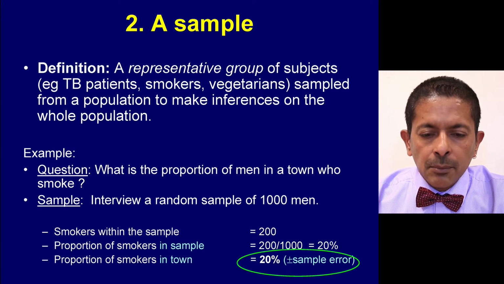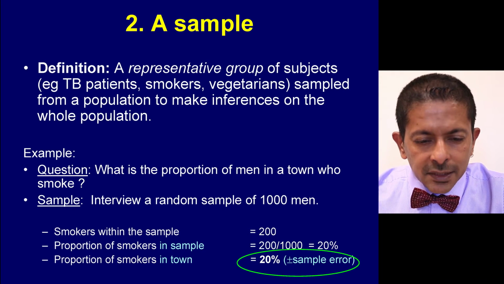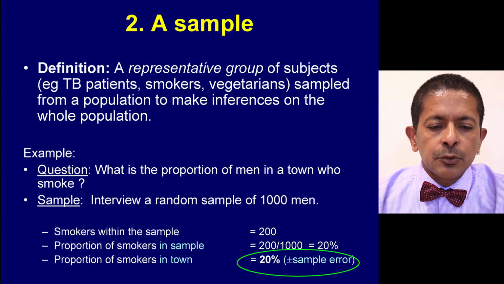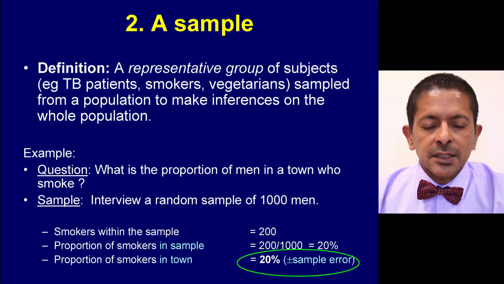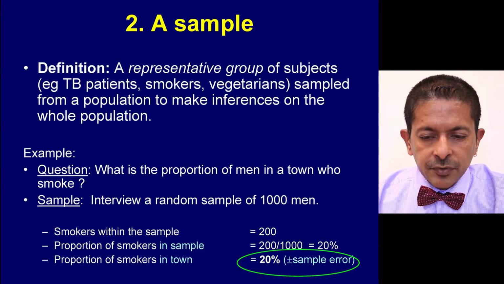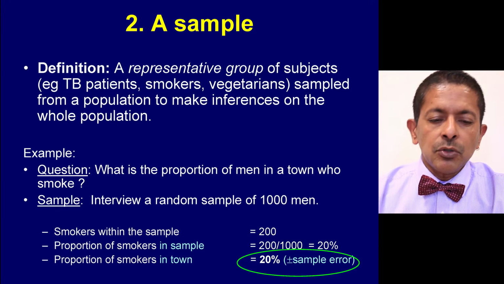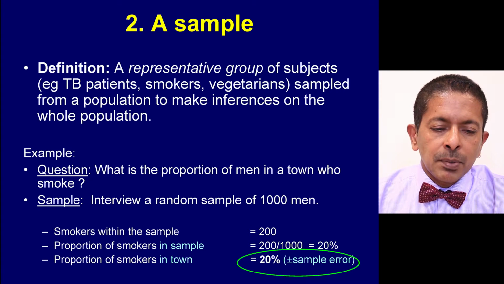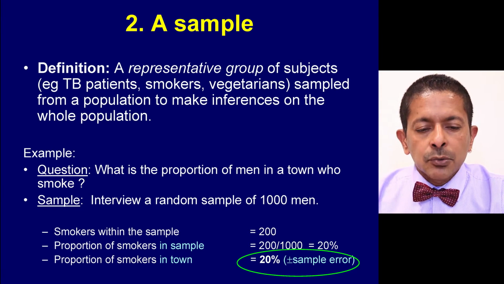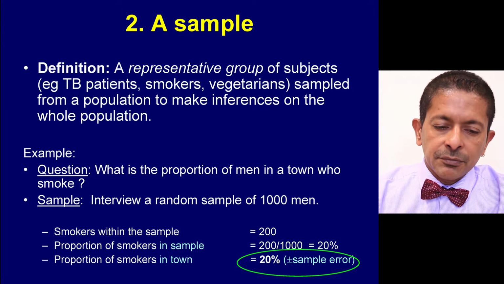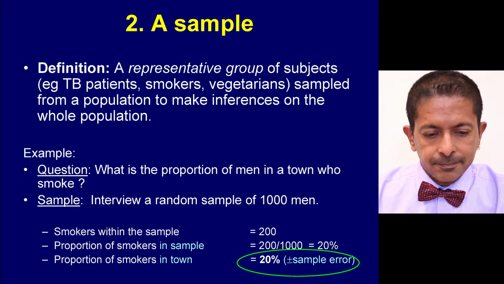Let's move on to a sample. Now, a sample is defined as a representative group of subjects. For example, TB patients, smokers, vegetarians, sampled from a population so that you can make inferences on the whole population. It's often because you can't do studies on the whole population, you want to take a sample to make those inferences on the whole population.